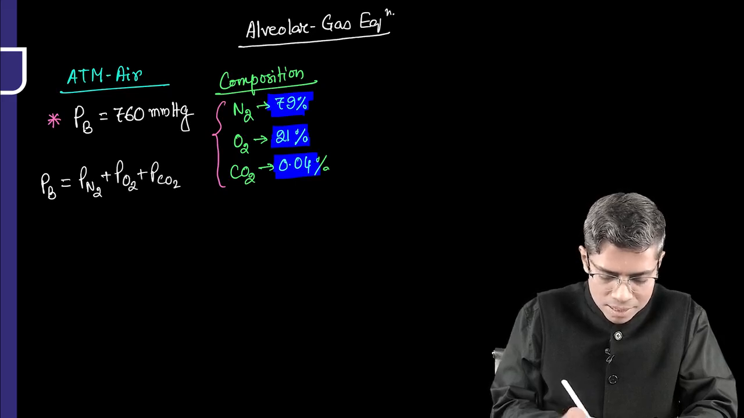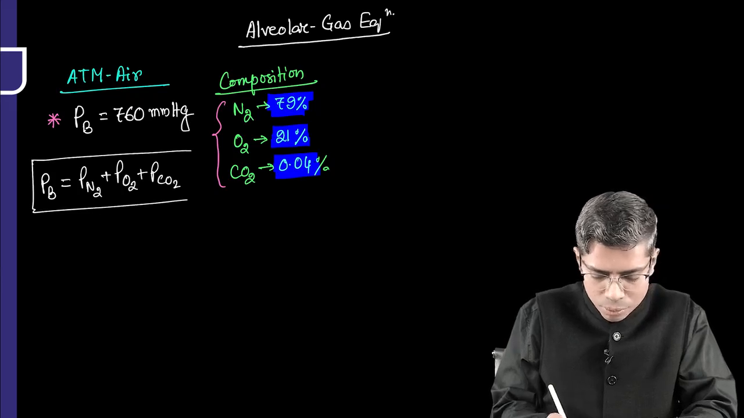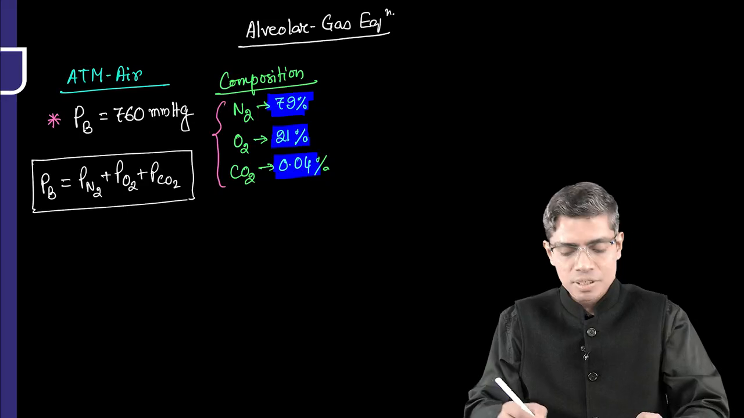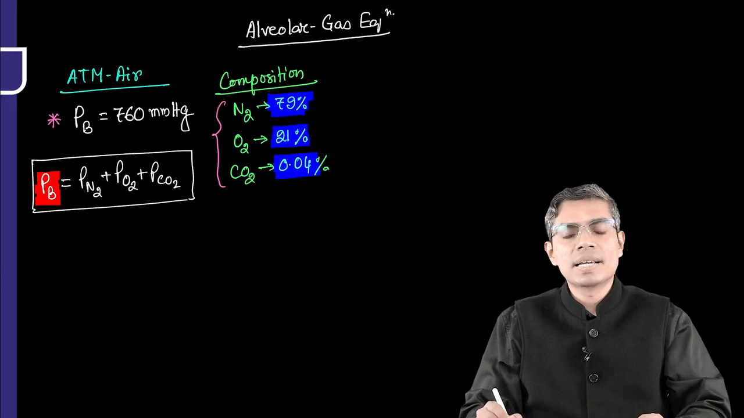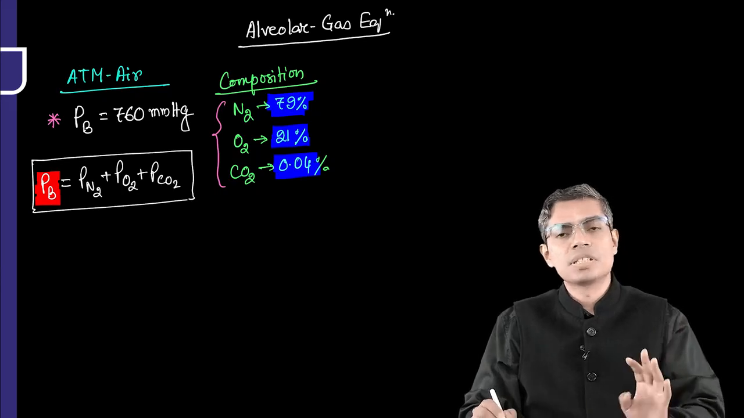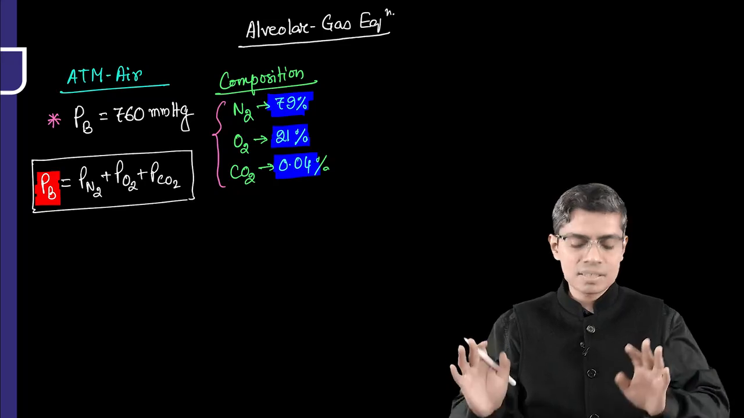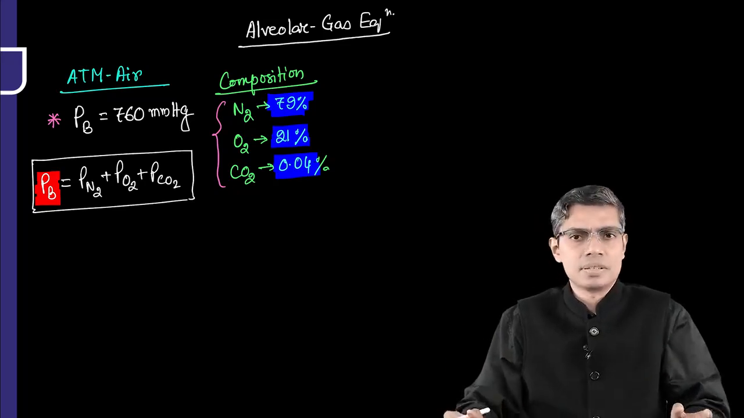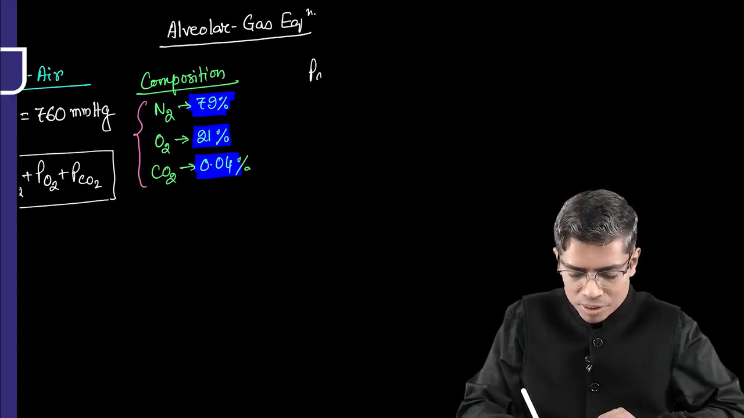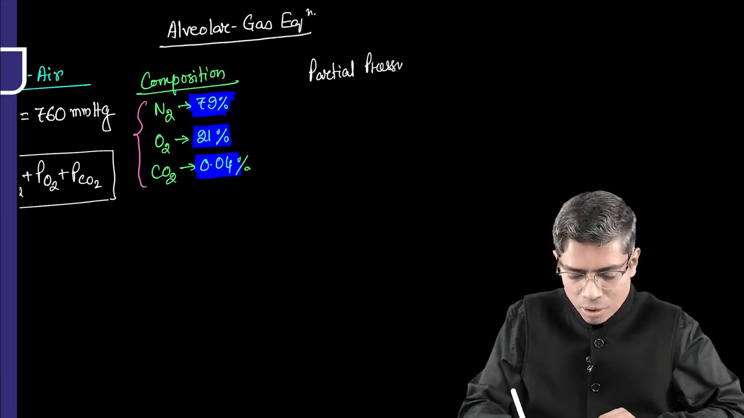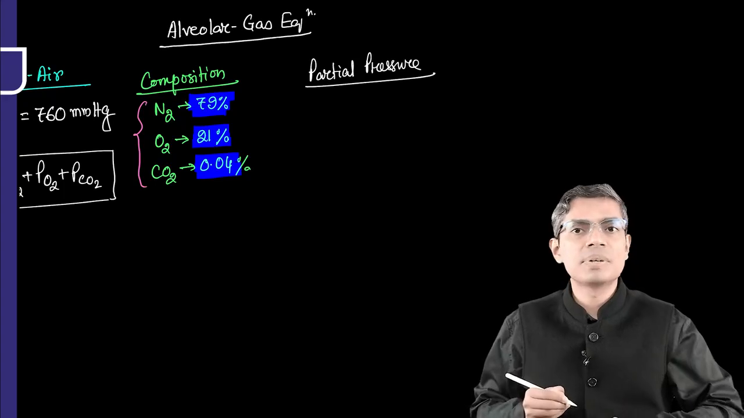So this is Dalton's law. The total pressure, that is the barometric pressure, will be equal to the partial pressure of the component gases, that is nitrogen, oxygen, carbon dioxide mainly. Other gases you can ignore, they are a very little percentage. So if I ask you to calculate the partial pressure of these gases individually, that will be very, very simple.